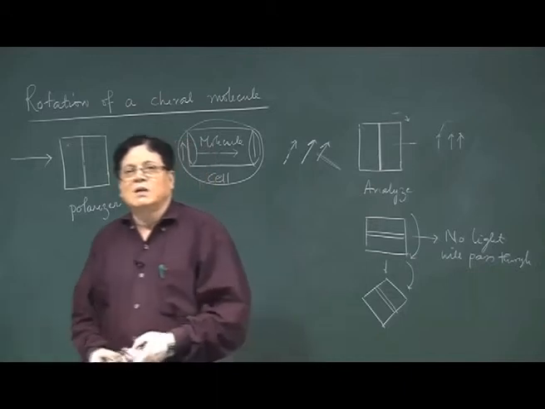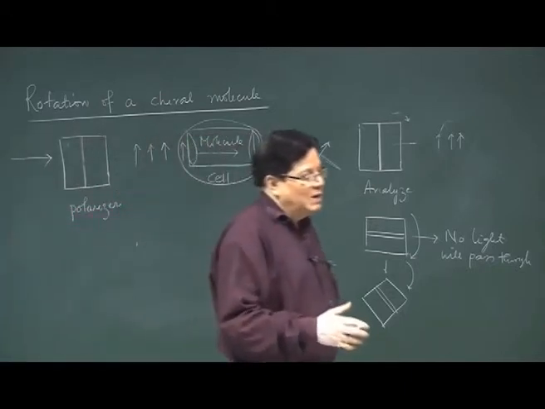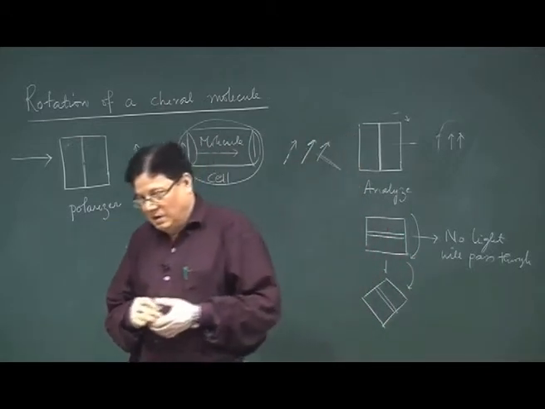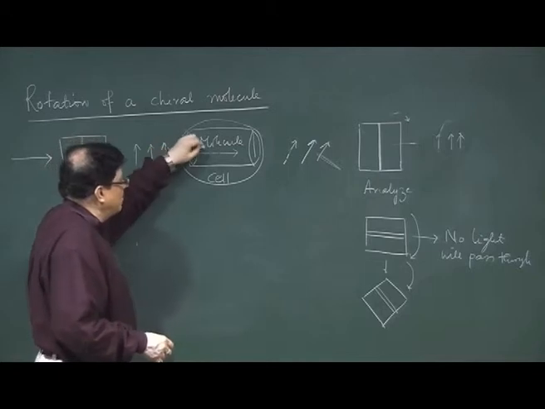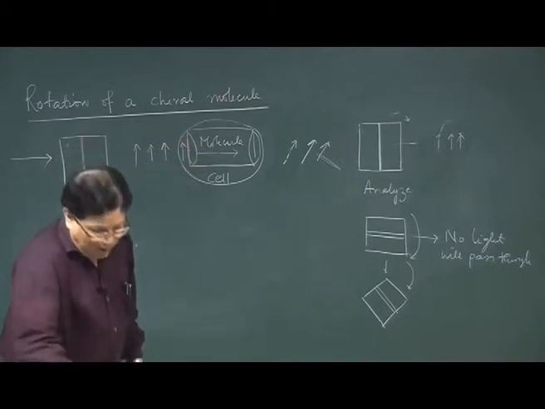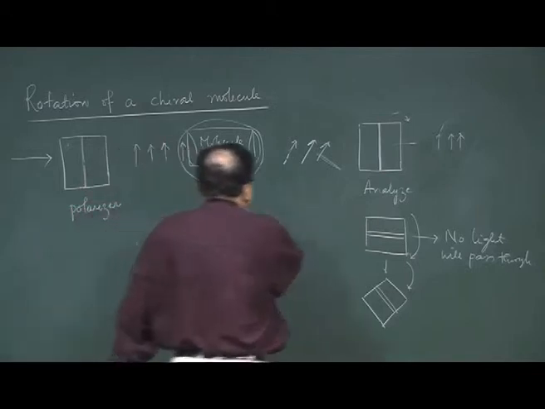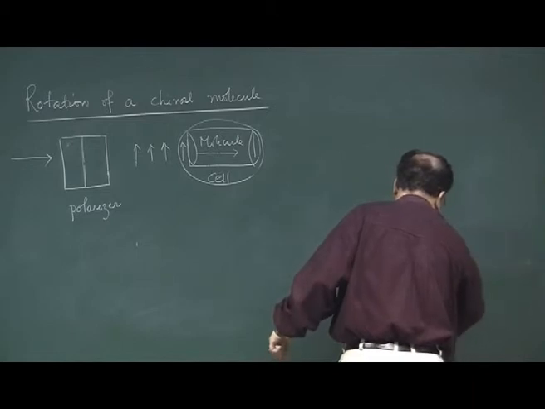So, the amount of rotation to cut off the entire light, or the amount of rotation to come back to the full brightness, is the rotation that has been induced by these molecules to the plane polarized light. Okay. Now, next is on what factors this rotation depends.